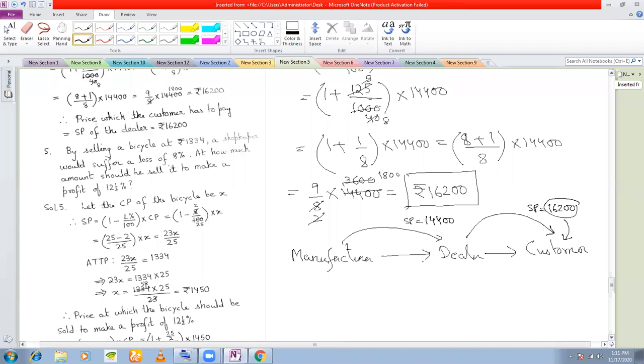So remember, in order to calculate the selling price, you must need the cost price. In both the cases, for the manufacturer, what was the cost price? The cost price was 12,000 rupees because he was manufacturing the TV set for 12,000 rupees. Now, since the manufacturer is selling it to the dealer at 14,400, the cost price of the dealer must be 14,400. So in each case, we calculated the cost price, and from the cost price we calculated the selling price. Okay, so that's it for today. I stop here.